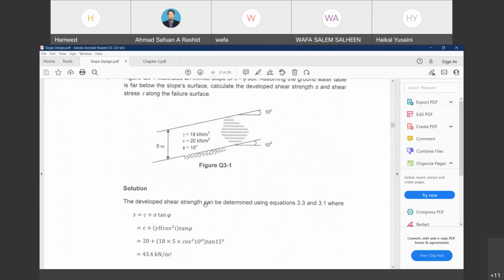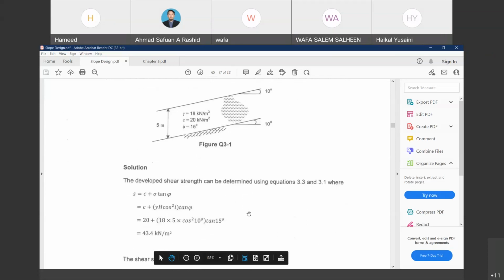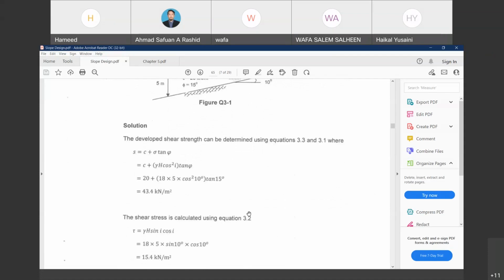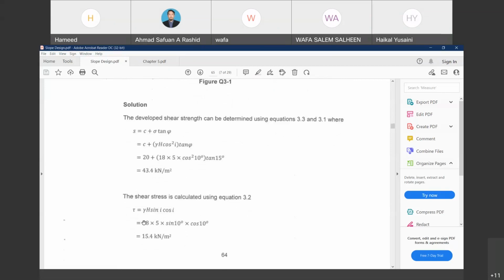So the developed shear strength can be determined using equations 3.3 and 3.1, because there is no seepage and it is also a cohesive soil, where we have C and phi values. Then we just put the input inside the equation, and we obtain 43.4. So that is for the S. While for the shear stress, by using equation 3.2, we include all the input, and then we obtain 15.4.